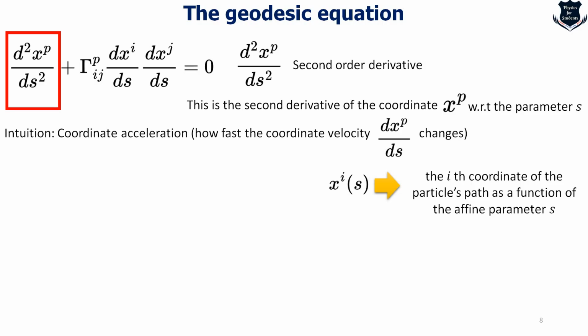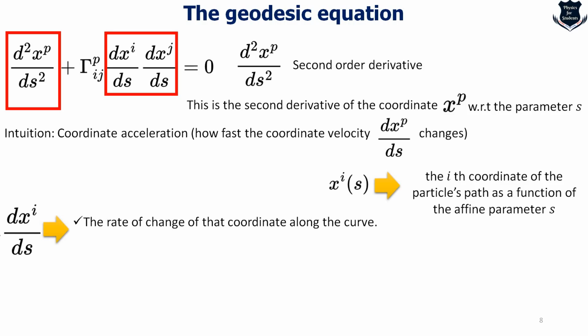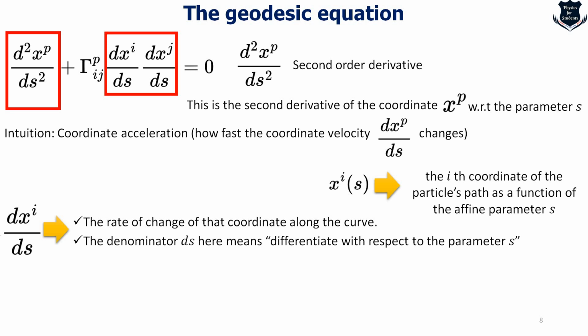It depends on the parameter s, and this is the area which I am trying to define. So here what we can say, dx^i upon ds, this is the rate of change of that coordinate along the curve. Remember that ds here means differentiating with respect to the parameter s, and let us not confuse it with the line element of the metric tensor ds.